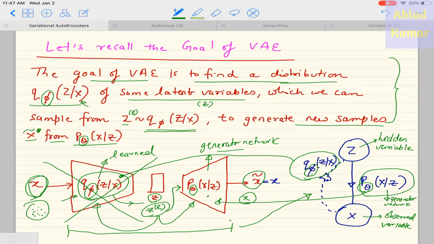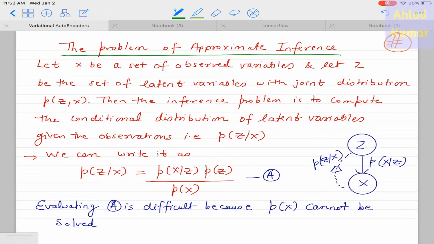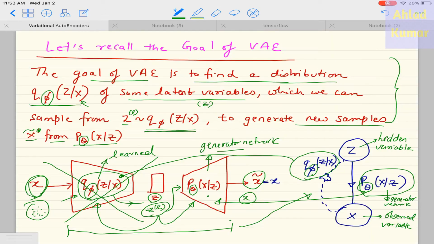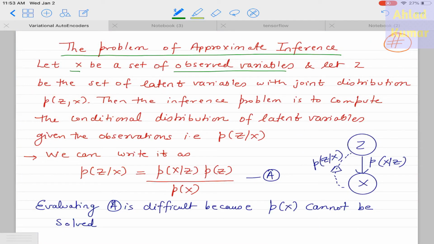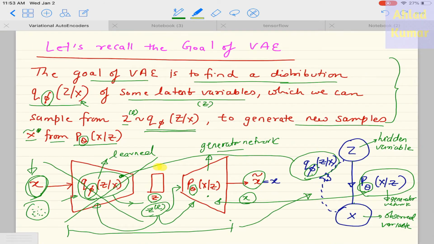So let's move into the mathematical details of this. The derivation for the loss function can be approached through the problem of approximate inference. So what is this actually? Let's discuss that. Let x be the set of observed variables, that is this x we are talking about, and let z be the set of latent variables.